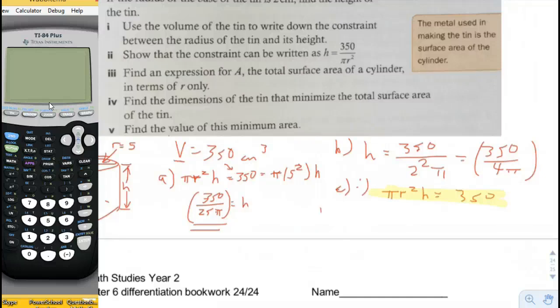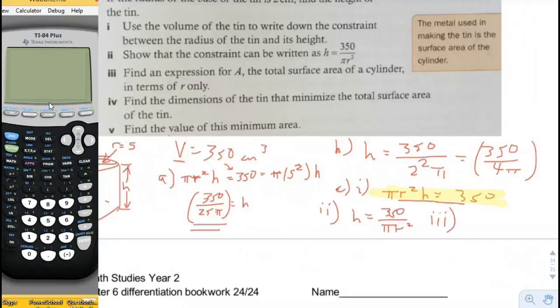Now we'll do part 2 of C. Show that the constraint can be written as h equals 350 divided by pi r squared. Now, if you look at this equation, if you divide both sides by pi r squared, then you are going to get exactly what they have there. Okay? Now, number 3.